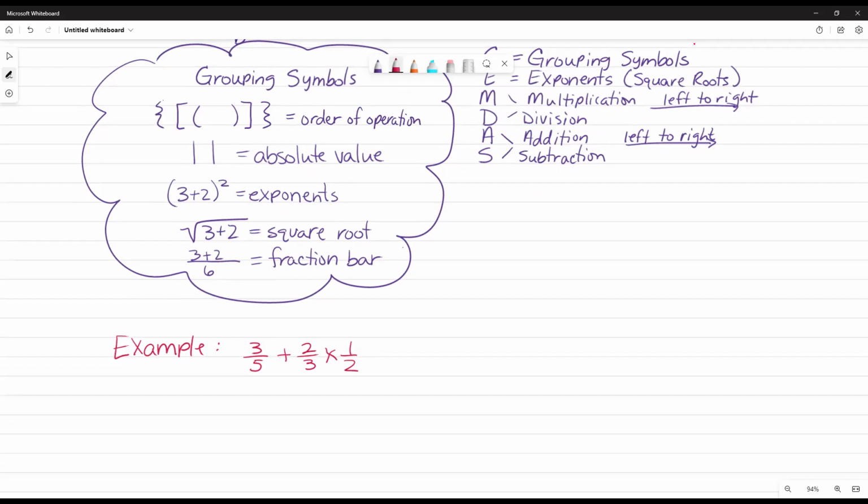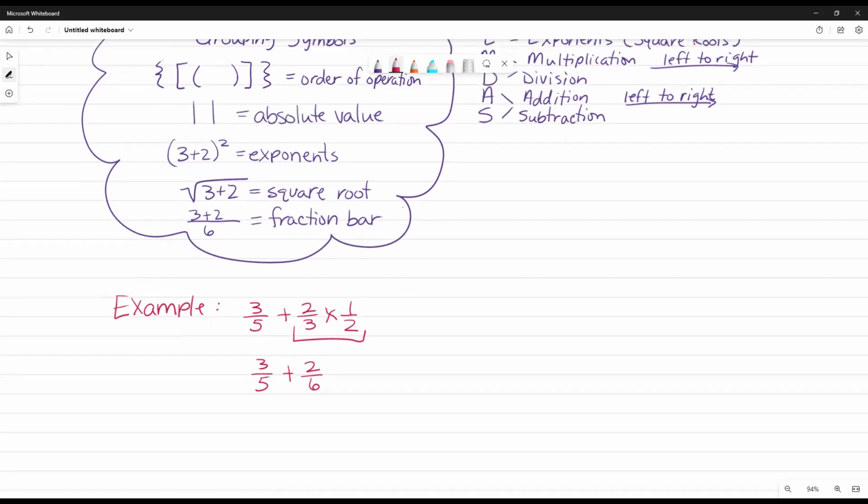The multiplication, right? Order of operation tells me that I have to solve the multiplication first. So I bring the 3/5 down because it's not interacting with anything yet. And then this is just 2/6. So now I can add my two fractions, but what do I have to find first? I need a common denominator, right? The closest common denominator to these two is 30.